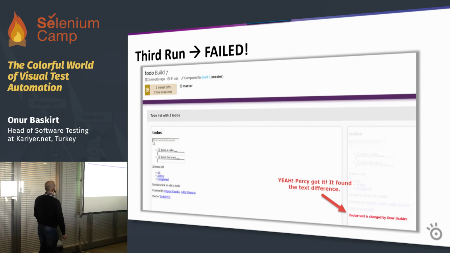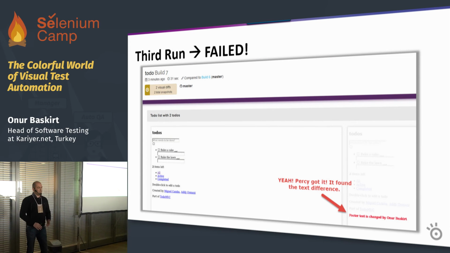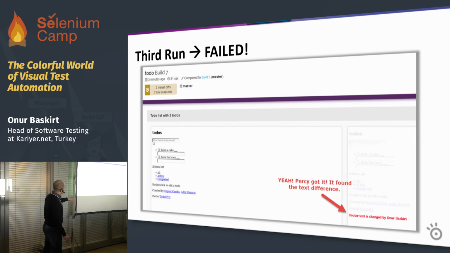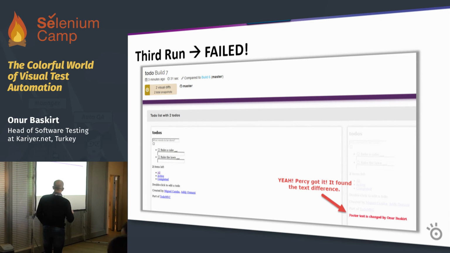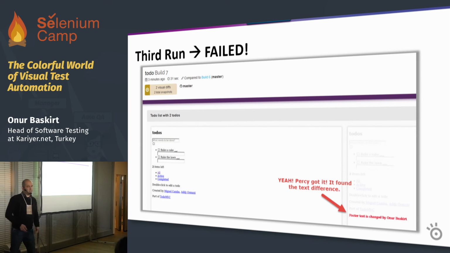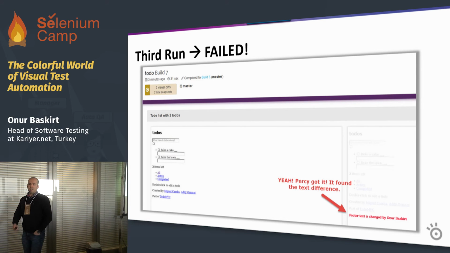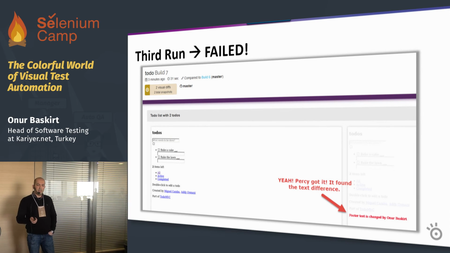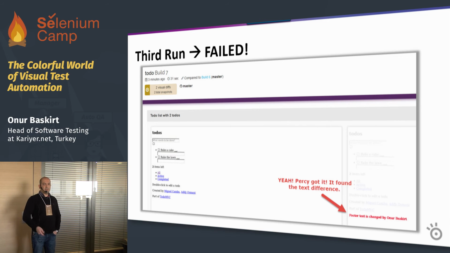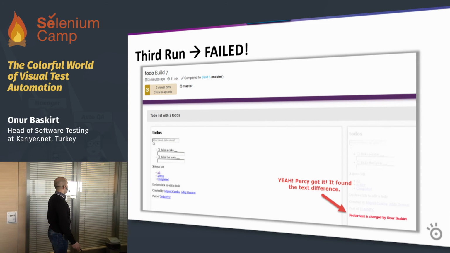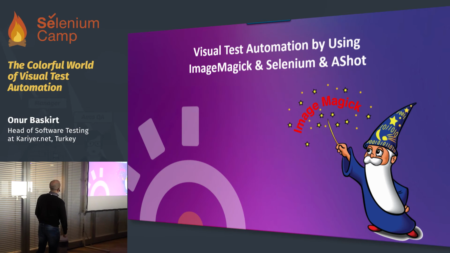And here I added some stuff below the page. The footer text is changed by Onur Baskirt, and yeah, Percy got it and detected the change. And it tells us 2 visual differences detected. And our test failed, as you see here.